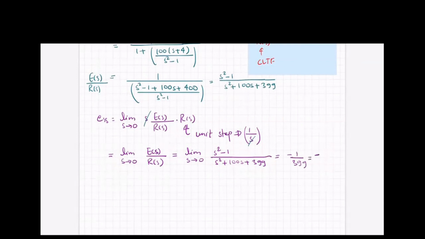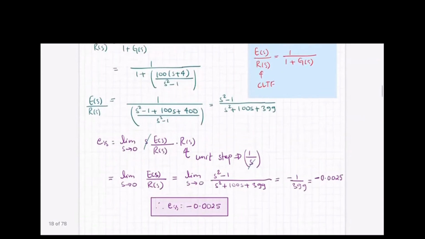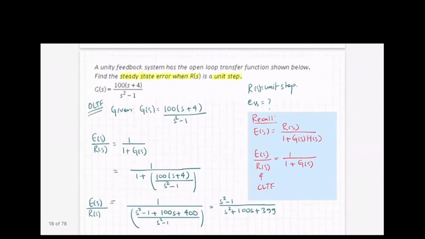So let's put that in the calculator. 1 divided by 399 is going to be 0.0025. Okay, so that is my negative value. Therefore, the steady state error equals negative 0.0025. There you have it, the steady state error when R of S is a unit step.